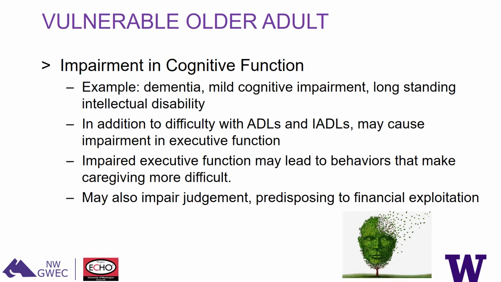You see a similar kind of downstream path for impaired cognitive function, which can be due to dementia, mild cognitive impairment, or longstanding intellectual disability. But in addition to the difficulty with ADLs and IADLs, it's also important to understand that impaired cognitive function often also leads to impairments in executive function, which may lead to behaviors that make caregiving more difficult, and also can lead to impairment in judgment, which predisposes to financial exploitation.